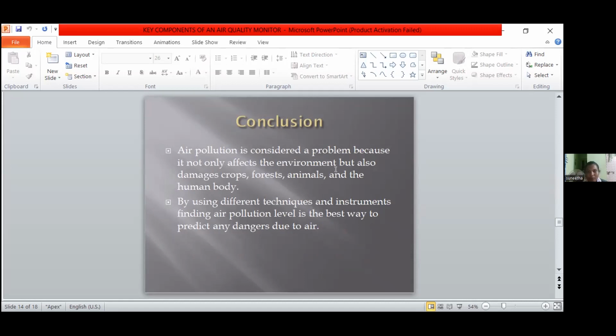Conclusion. Air pollution is considered a problem because it not only affects the environment but also damages crops, forests, animals, and the human body. We can know that without air we cannot survive. We can know how important it is by that alone. By using different techniques and instrumentation, finding the air pollution level is the best way to predict any dangers due to air.